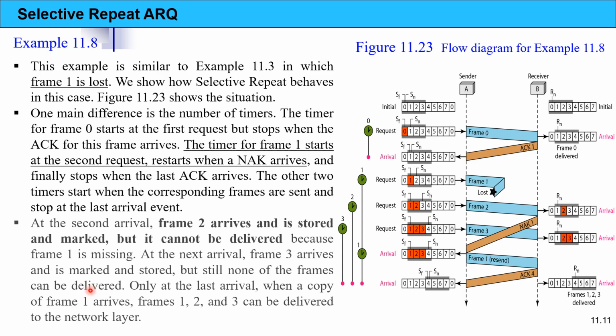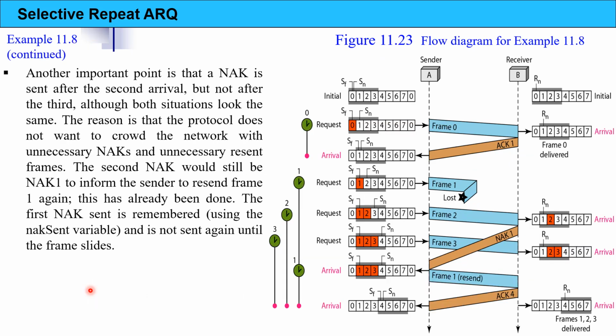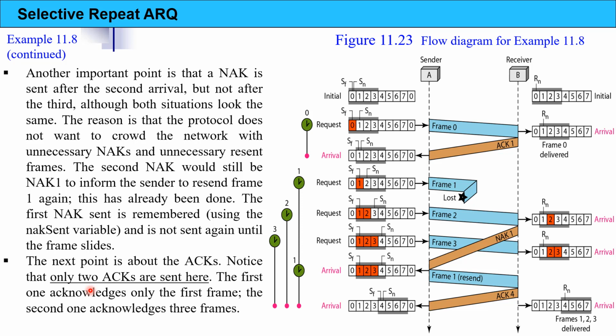Okay. So frame 2 arrives and is stored and marked but not delivered until I receive 1, 2 and 3. I will deliver them directly to the network layer. Okay. Here the not acknowledgement is important. A not acknowledgement is sent when I receive a frame out of order. Okay. Only 2 acknowledgements are sent here because 2 and 3 were received out of order, and when I received in order, I delivered them directly and sent only acknowledgement 4.